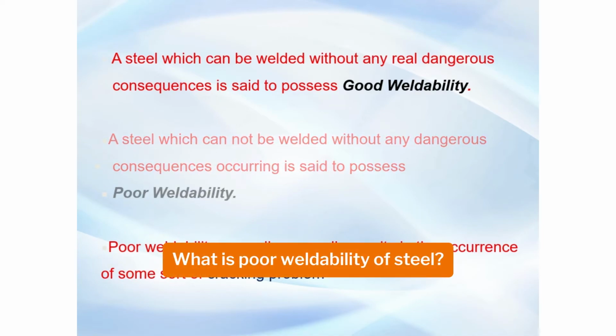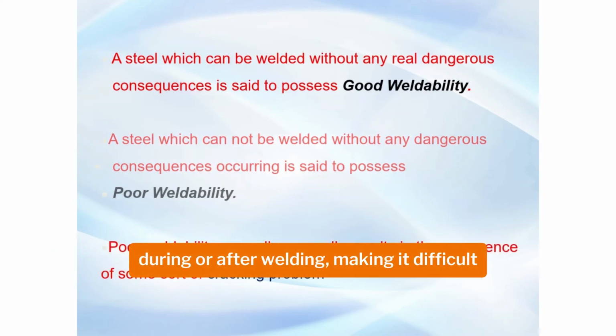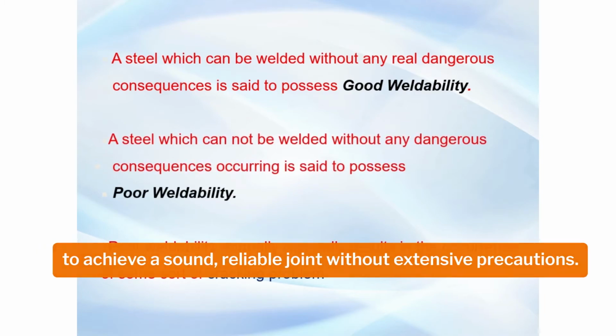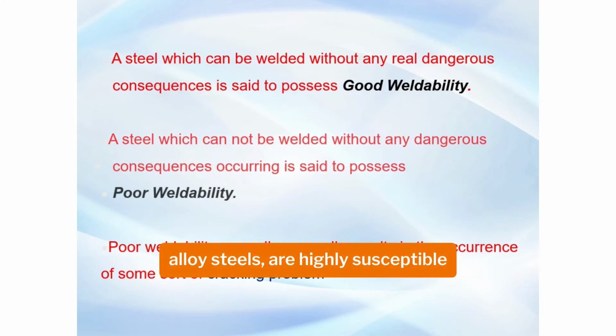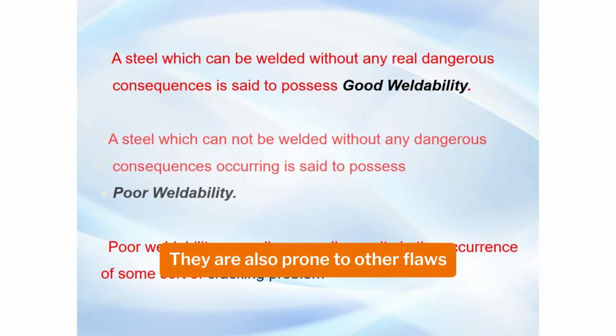What is poor weldability of steel? Poor weldability describes a material's tendency to form defects during or after welding, making it difficult to achieve a sound, reliable joint without extensive precautions. Such materials, often high-carbon or high-alloy steels, are highly susceptible to cracking in the heat-affected zone, HAZ, due to the formation of hard, brittle microstructures. They are also prone to other flaws like porosity and incomplete fusion.